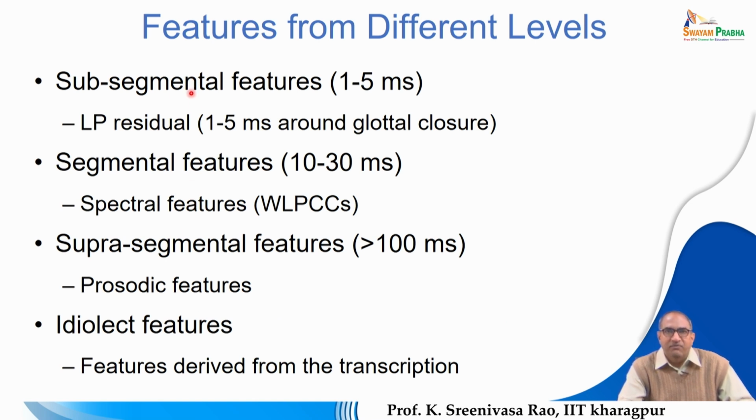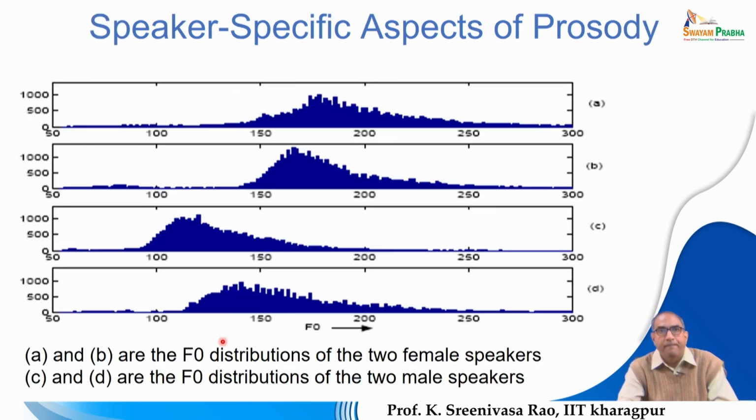And the same thing at different levels, you can extract these features like subsegmental and segmental. Excitation source features can be extracted from subsegmental level features, and segmental level features are basically for capturing the vocal tract characteristics. Suprasegmental features are used for capturing the prosodic features, and similarly idiolect features are used for capturing, at a very high level, the kind of phrases and words the speaker is using. So in that context, the idiolect features can be used.